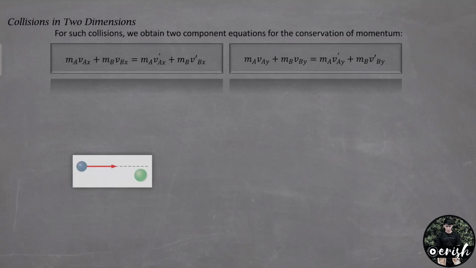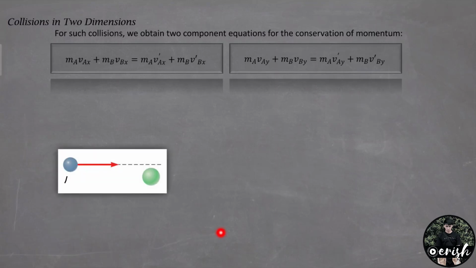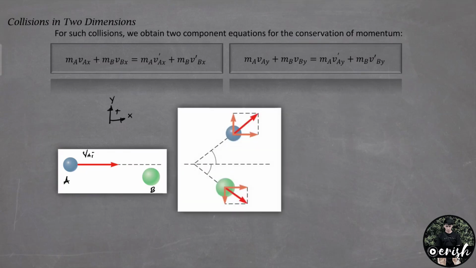Say for example, we have two objects, object A and object B. Object B is just at rest. The one with motion is object A. Say this is the initial velocity of A, the red arrow to the right. So this is before the collision. For example, these are our signs: positive to the right for x and upward for y. After the collision, let us consider their angles. For example, this is angle theta and this is angle beta.